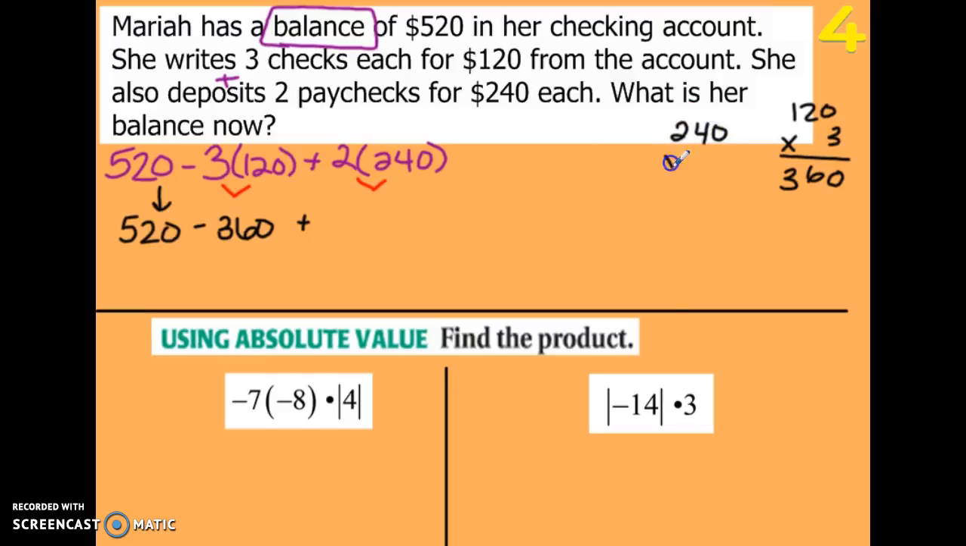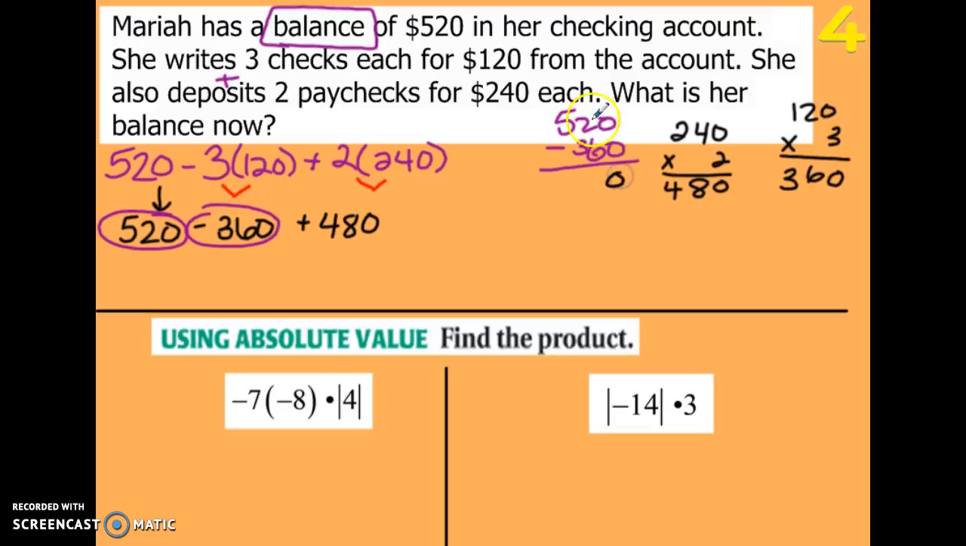So 240 times 2. Well, 0 times 2 is 0. 4 times 2 is 8. And 2 times 2 is 4. So plus 480. So now we're just going to go from left to right because all we have is adding and subtracting. Here's a positive and a negative, so we're subtracting. 520 minus 360.